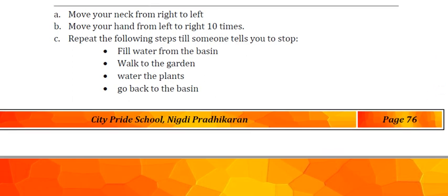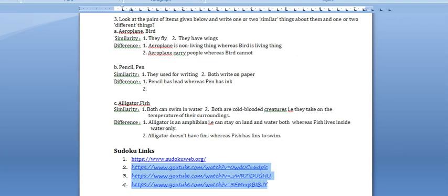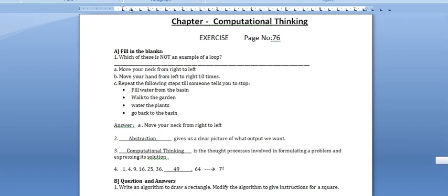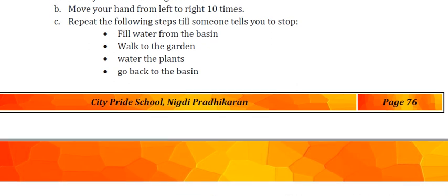If you can see, B and C is a loop wherein there is a repetition of an action. So A, that is move your neck from right to left, is the answer. The first answer is A. As I have highlighted it, you can write it as A is the answer. Let's move on to our second question.